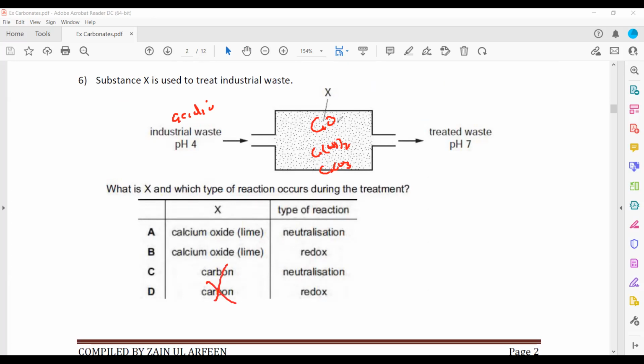And what kind of reaction is this? These are metal oxides or bases, and this is acidic. When an acidic substance reacts with a basic substance, we call this reaction neutralization. So this reaction is an example of neutralization. When acid reacts with a base, we call that neutralization.